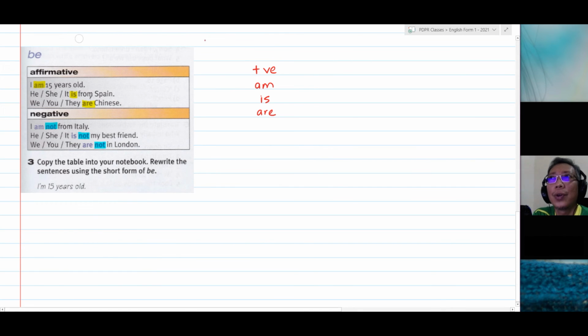So, for negative, it will become am not, is not, are not. Okay, for negative, you add in not. So, instruction for part 3, copy the table into your notebook. Okay, copy the table. Rewrite the sentences using the short form of be. Okay, now you have the short form.